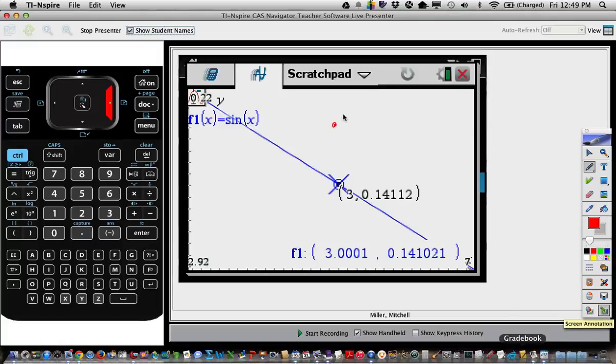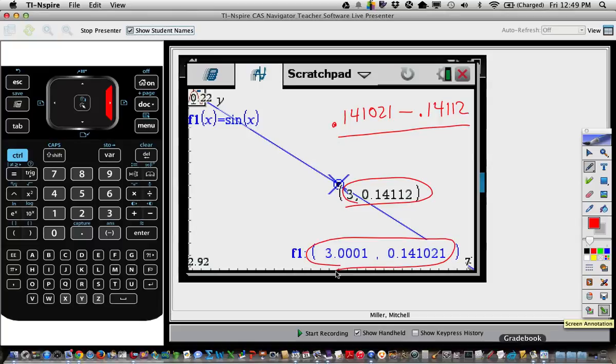Okay, so 0.141021 minus 0.14112, because here's my 2 points. Here's one here and here's one here. And then 3.0001 minus 3. And I want to see that on your paper. So if you've got a problem on the next quiz and it says to zoom in to find the derivative by zooming, this is what I'm talking about. 2 really close points. Okay?